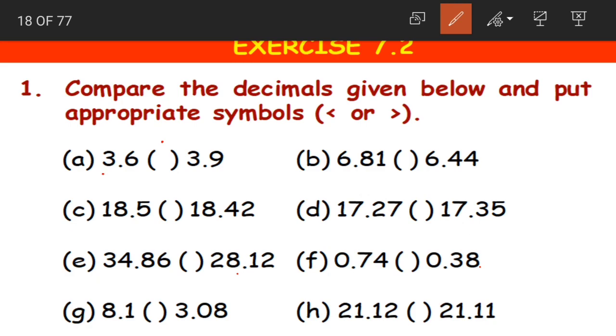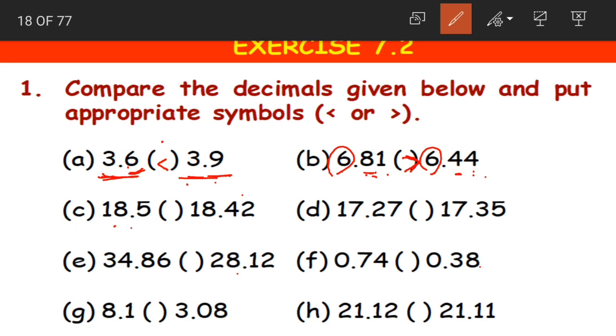If you look at question A, 3.6 and 3.9, both are having 3 as the whole number part. If we compare the decimal parts, 6 is less than 9. So 3.6 is less than 3.9. Next we have 6.81 and 6.44. Again the whole number parts are the same, right children? We'll compare the decimal parts. 81 and 44. If we compare this 8 and 4, 8 is greater than 4. So that is why 6.81 is greater than 6.44.